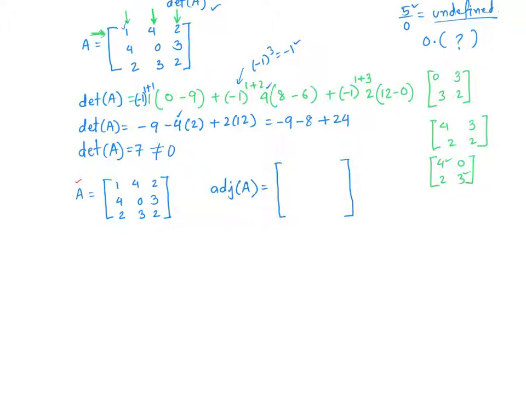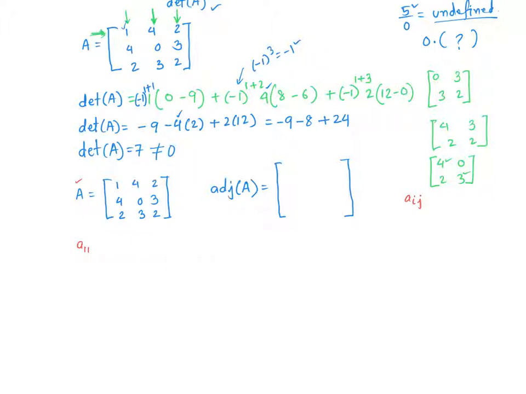Let me label this: Aij being the ith row and jth column entry of the adjoint matrix of A. Now we need to find each of these entries in the adjoint of A. Let's go ahead and do the first one, A11, okay? First row, first column entry of the adjoint matrix of A.